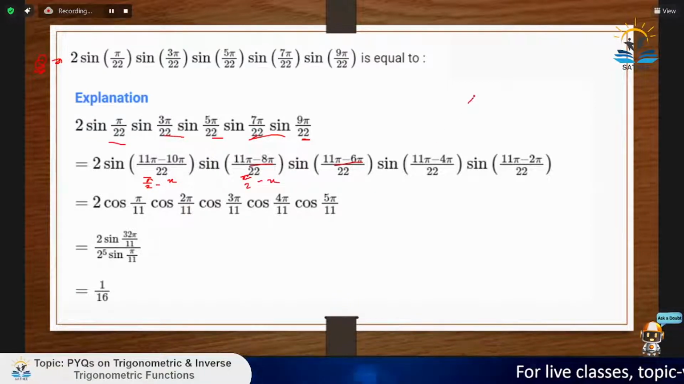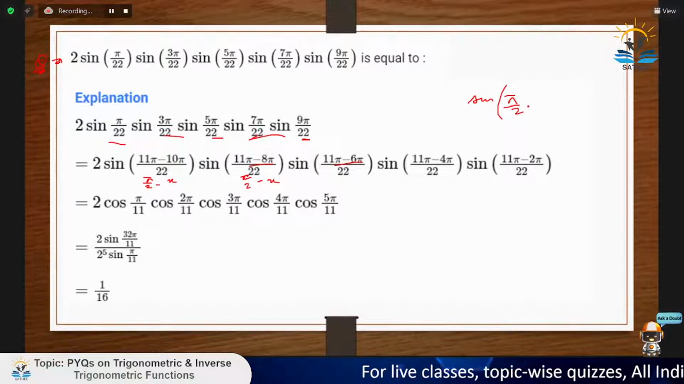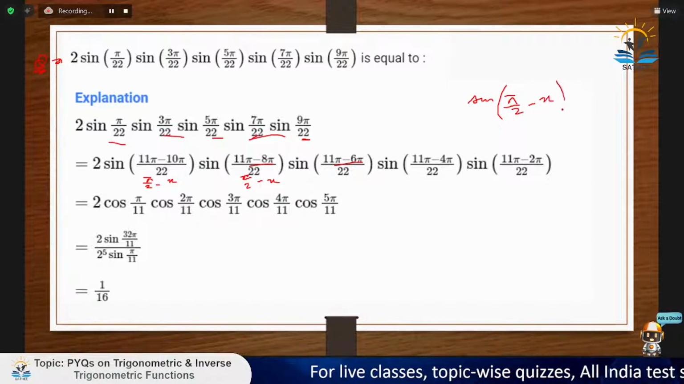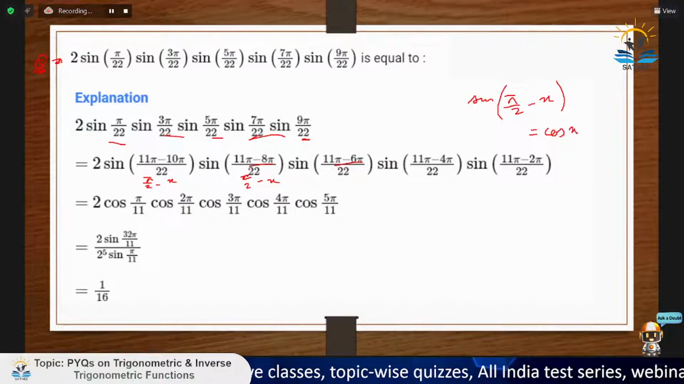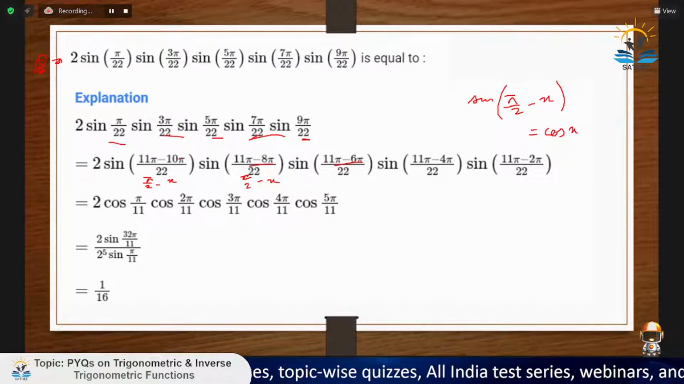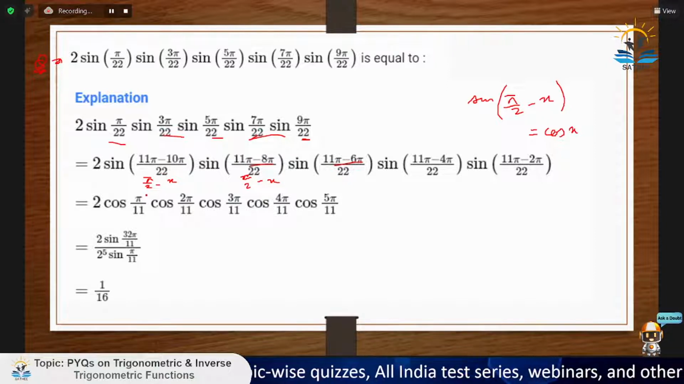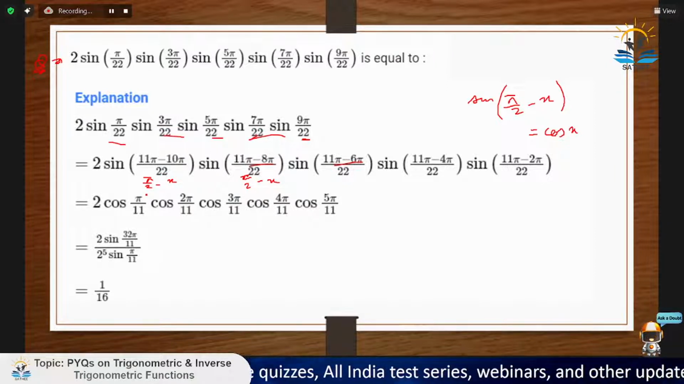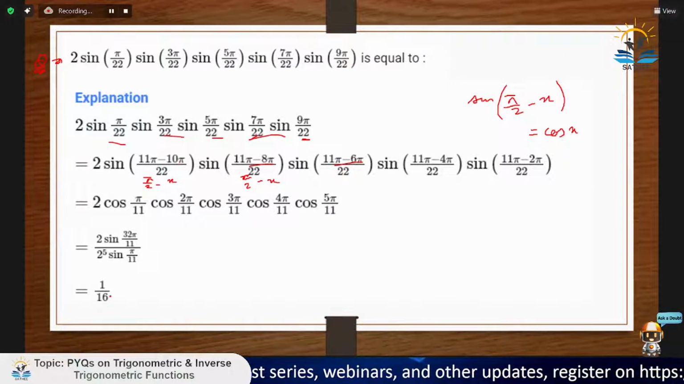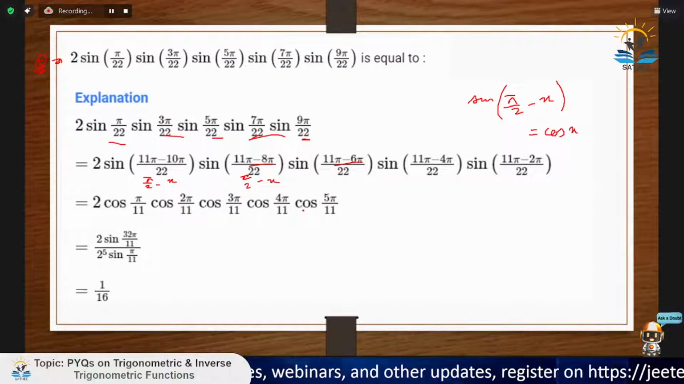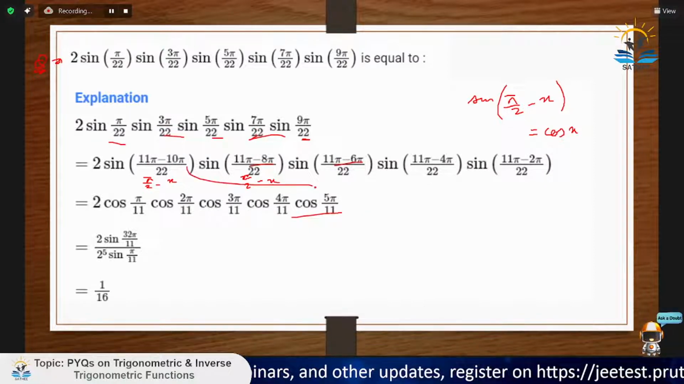So I know that sine of pi by 2 minus some particular x is equal to cos x. That's why I can say that this is cos pi by 11. One second, it is cos 10 pi by 22, so it would be 5 pi by 11. Okay, that's what is here. So cos 5 pi by 11 from here.